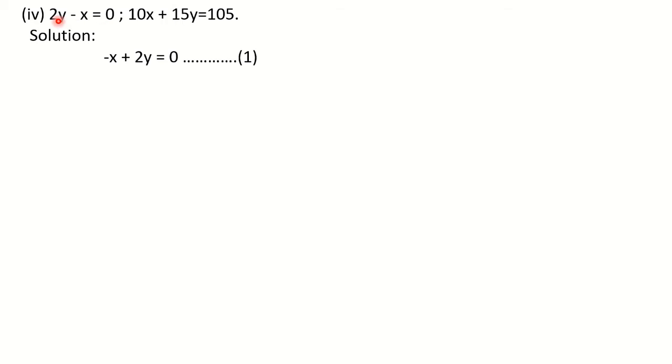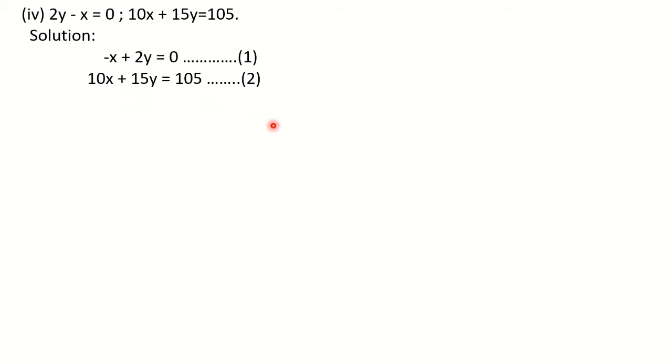Okay, so see, I wrote it as minus x plus 2y is equal to 0. I have only changed the order. So x I have shifted along with the sign. So minus x plus 2y is equal to 0, equation number 1. And equation number 2 is already in standard form, so copy it down as it is: 10x plus 15y is equal to 105.